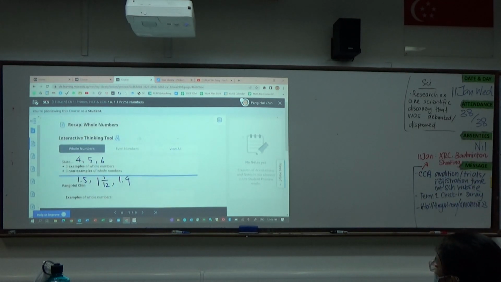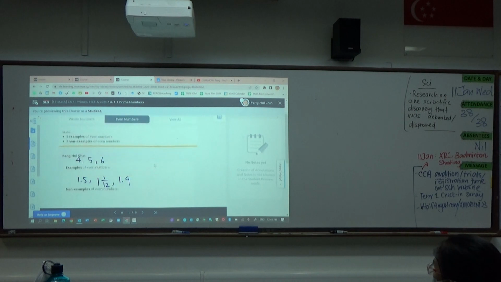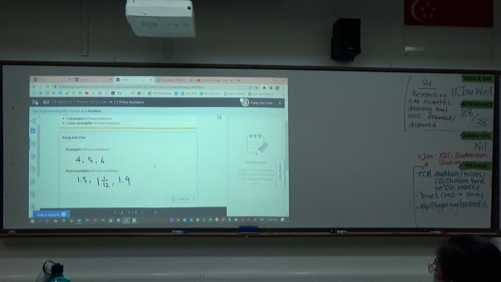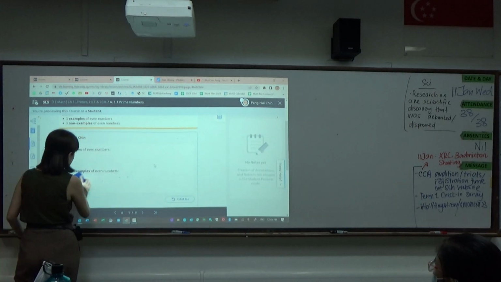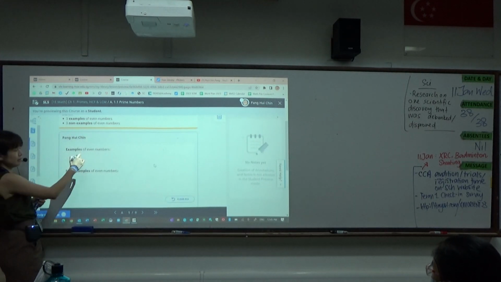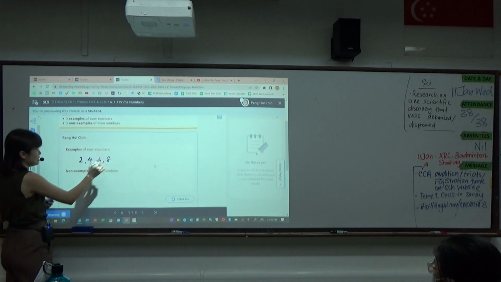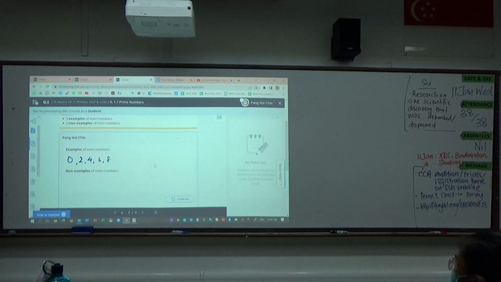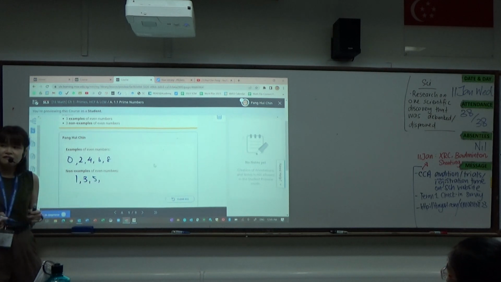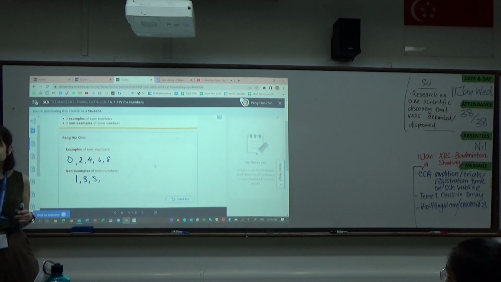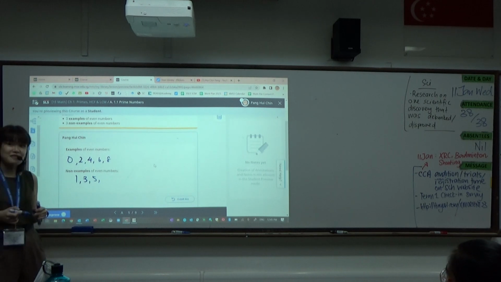Then let's go on to even numbers. What are some examples of even numbers? 2, 4, 6, 8. Is 0 an even number? Yes, 0 is an even number. I will explain later in case some of you don't know. What about numbers that are not even? 1, 3, 5. And 1 and a half is an even number?